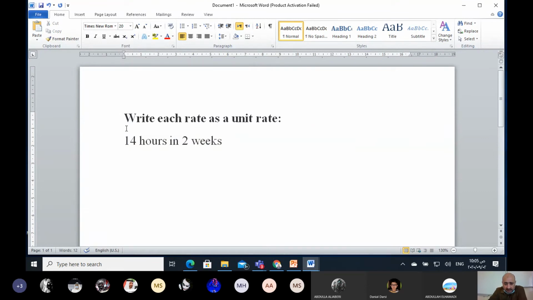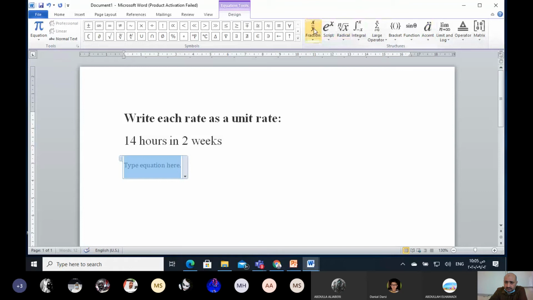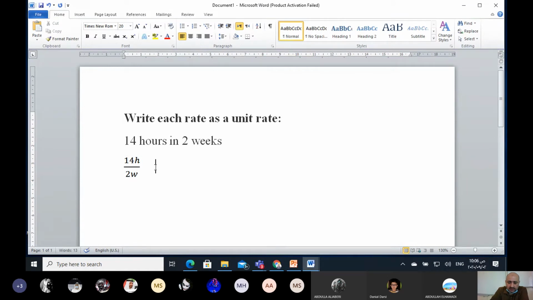I have now a mathematical sentence and I want to write the rate, then the unit rate. How to write the rate? As the first step, draw a fraction. 14 hours, put it up, and 2 weeks, put it down. This is 2 weeks. Now I have the rate.